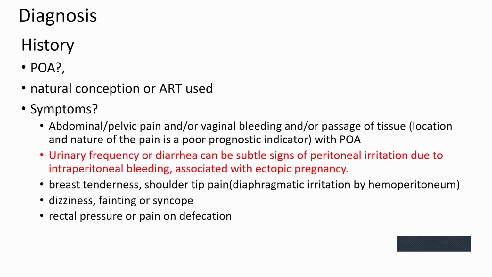With a ruptured tubal ectopic pregnancy, the patient may have urinary frequency or diarrhea due to peritoneal irritation by the intraperitoneal bleeding. Sometimes diaphragmatic irritation can cause shoulder tip pain. Because of the hemorrhage, the patient may be in hemorrhagic shock, which causes dizziness, faintishness, or syncope. And if the ectopic mass is pushing on the rectum or the sigmoid colon, the patient may have rectal pressure or pain while defecating.